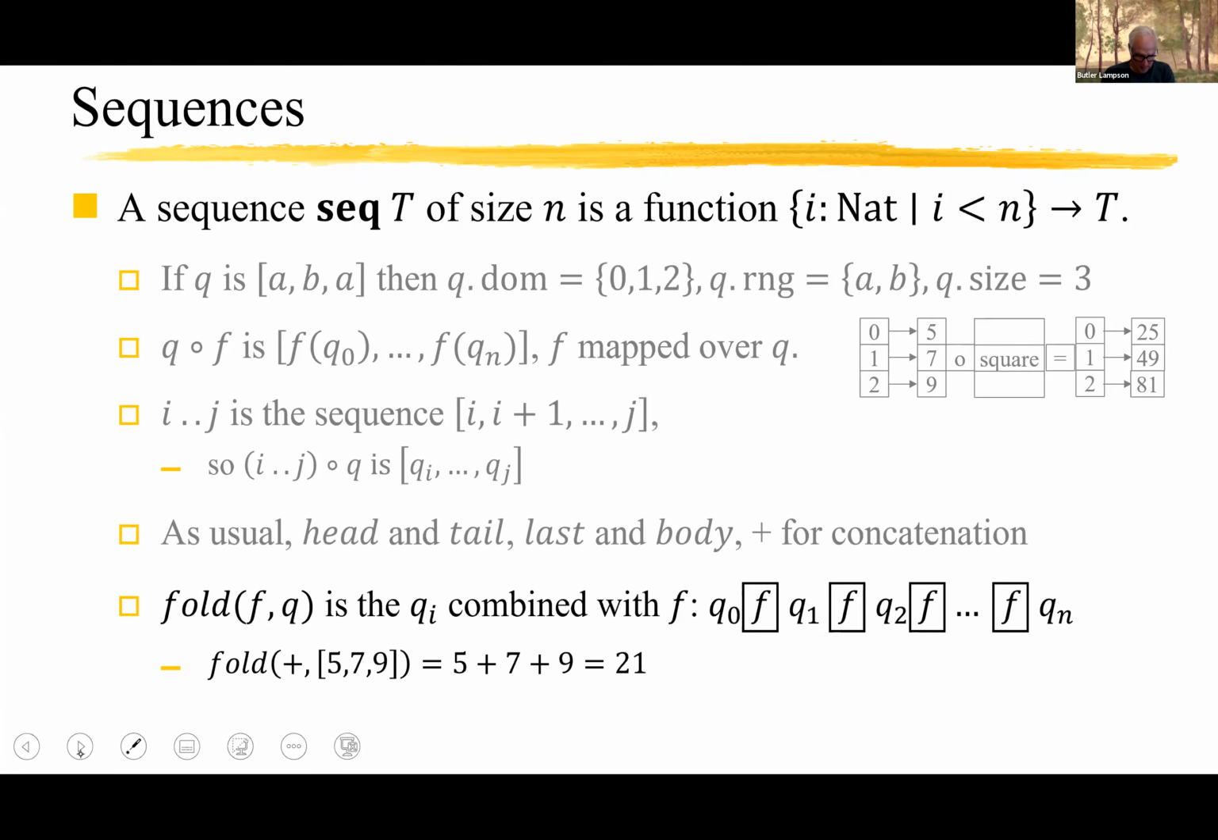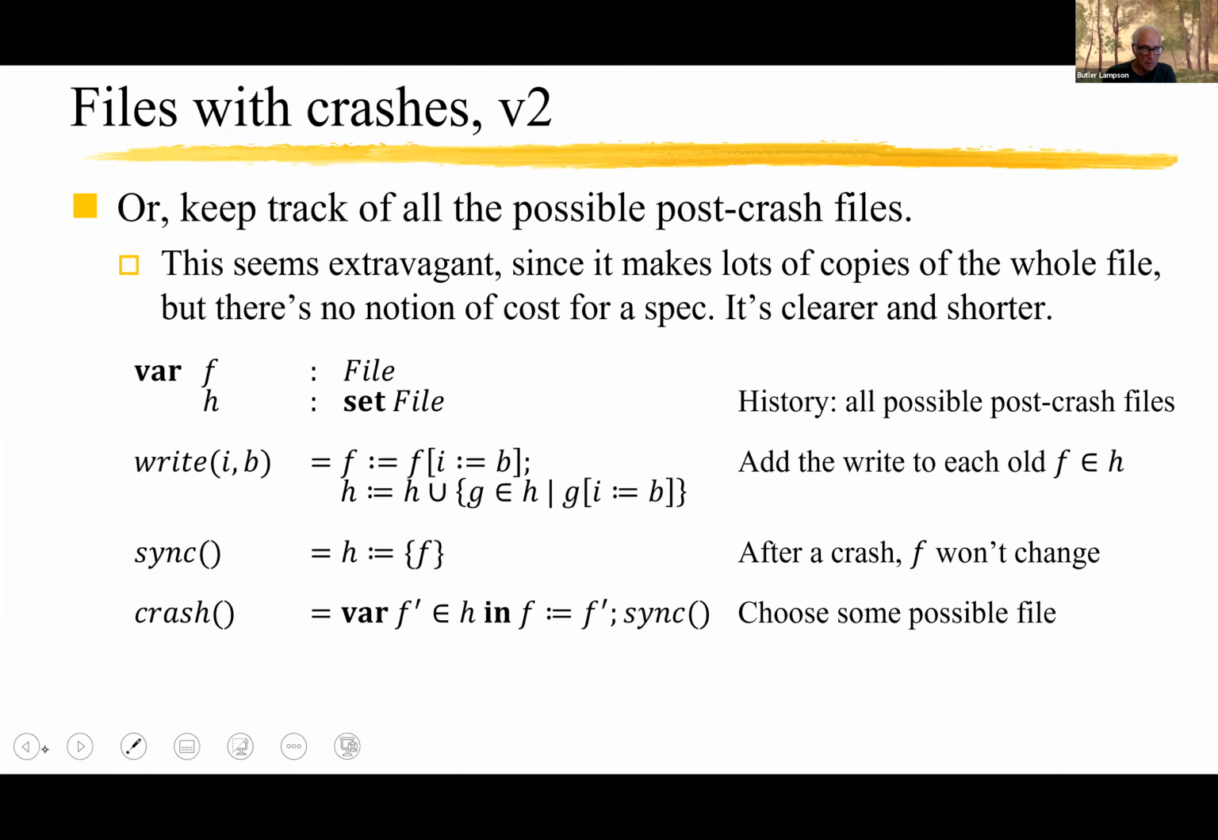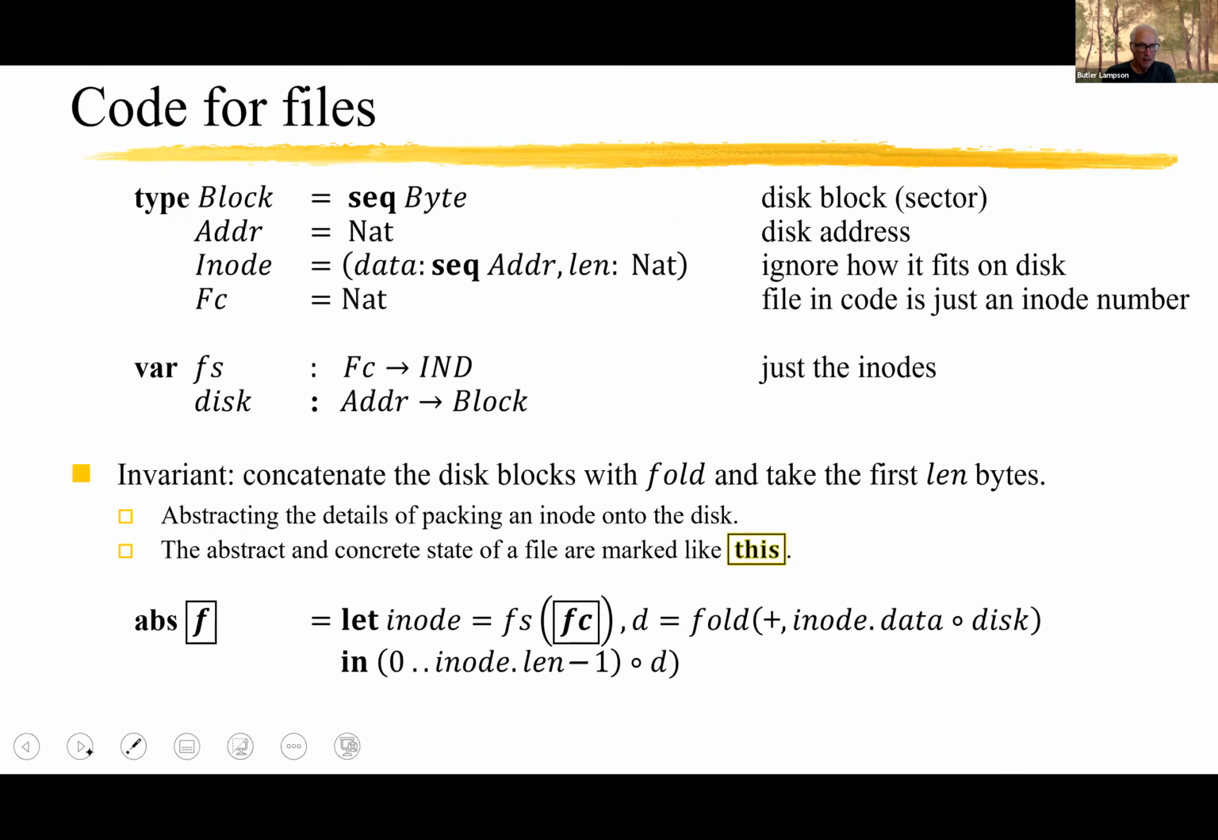And in the previous example, oops, sorry. Not used to the fact that there's a substantial delay when I switch slides. In the previous example, fold was taking all the data blocks that we got off the disk and concatenating them together into one big sequence of bytes so that we could then pick off the appropriate prefix from it.